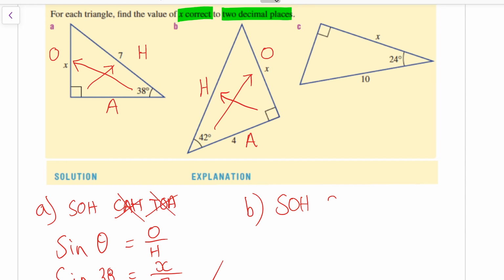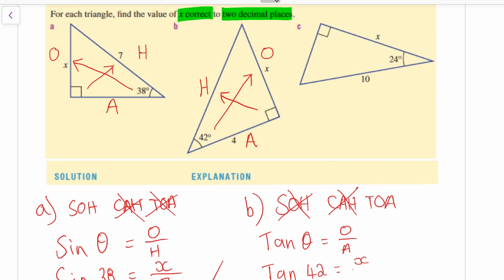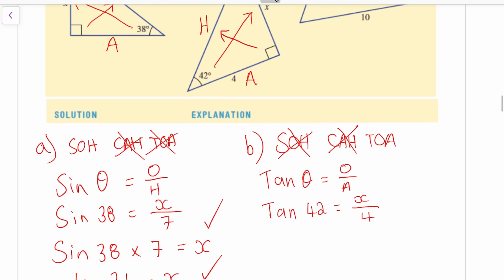So, soh cah toa. Notice that the side now that has no information on it is the hypotenuse. So there's no x or y or z or whatever, there's no number. So anything with h in it is useless to you. So today I'm going to be using tan theta is equal to opposite over adjacent for diagram B. Theta, which is the angle, is 42 degrees. Opposite side is x, the adjacent side is 4.